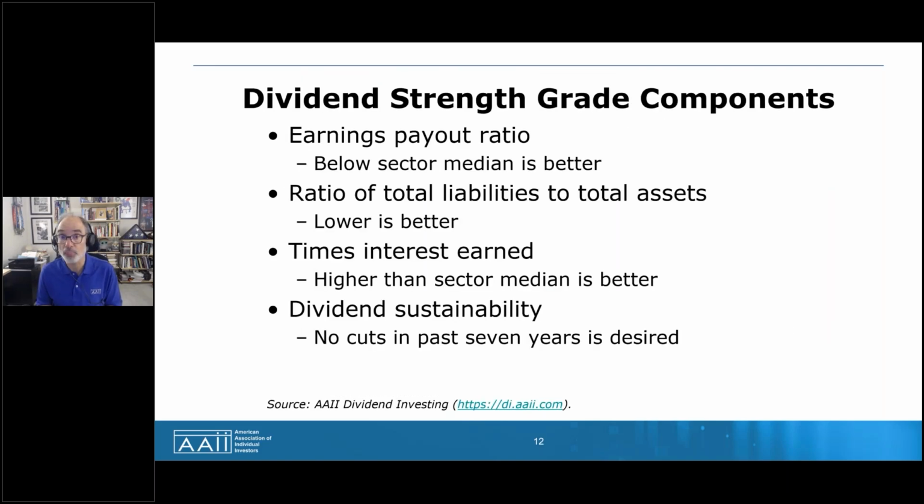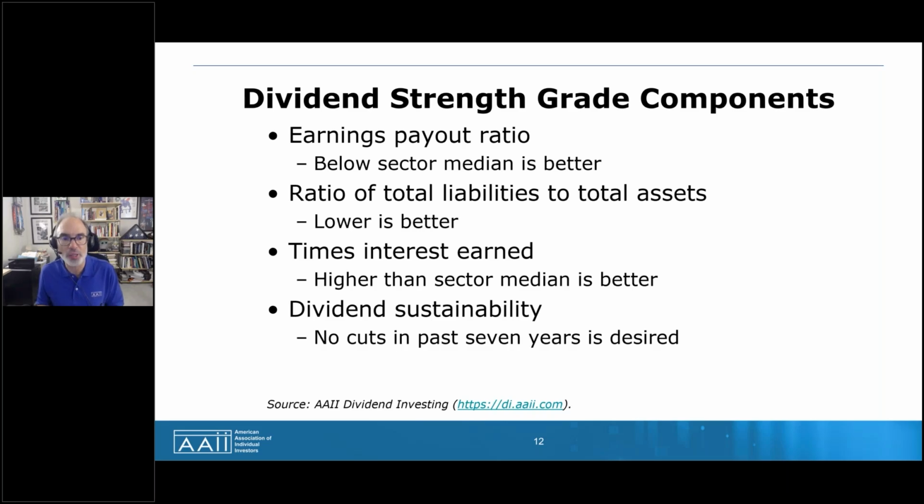So here are the components behind our dividend strength grades, because I've talked a little bit about value and a little bit about growth. We look at the earnings payout ratio. We want to make sure that the company's payout ratio is below the sector mean. The reason we look at sector means is that the payout ratio varies by industry. So what's a low payout ratio for one industry may not be low for another. For instance, I mentioned utilities beforehand. They have very high payout ratios, whereas financials have much lower payout ratios. So it's always important to consider those ratios relative to a sector, since they do vary by sector and industry.